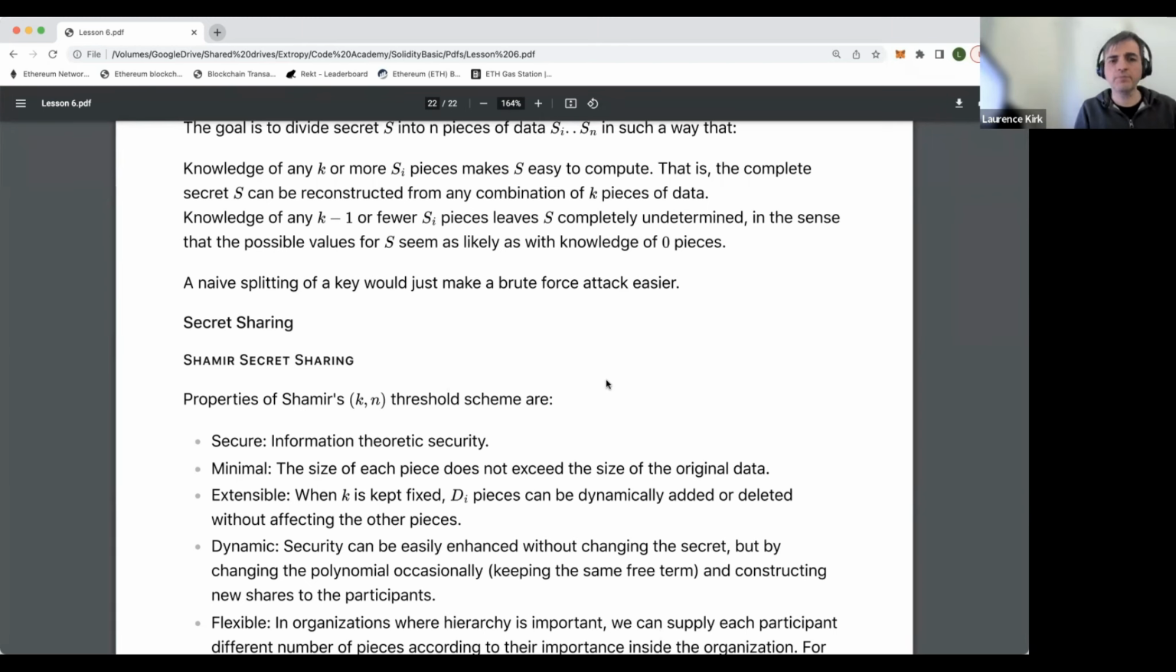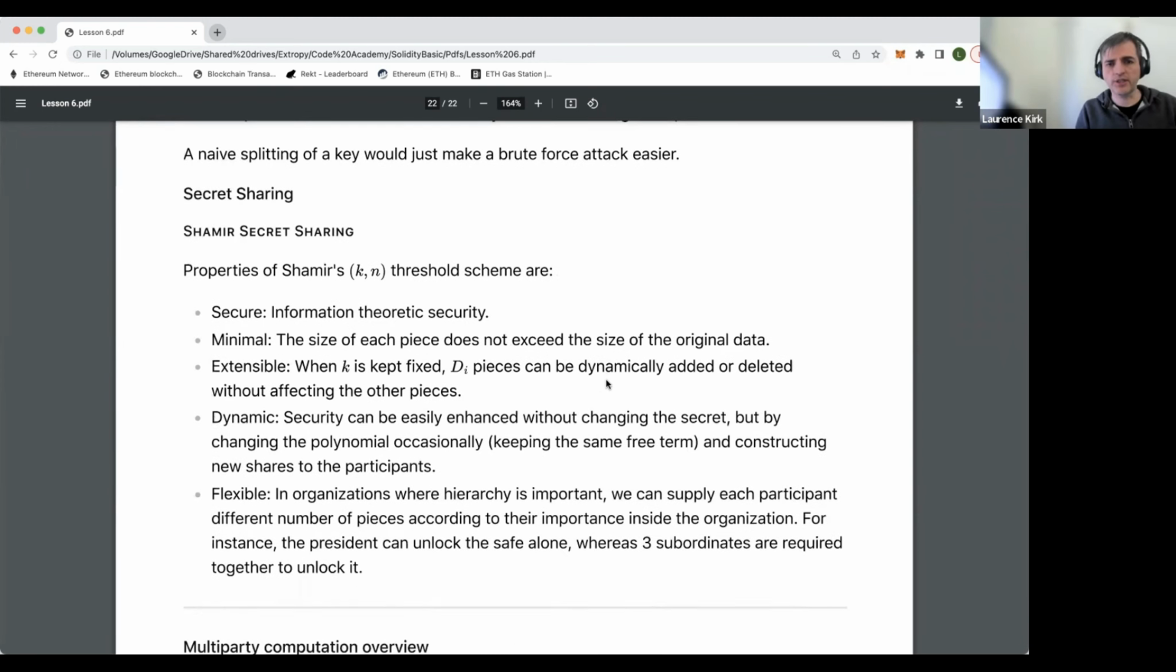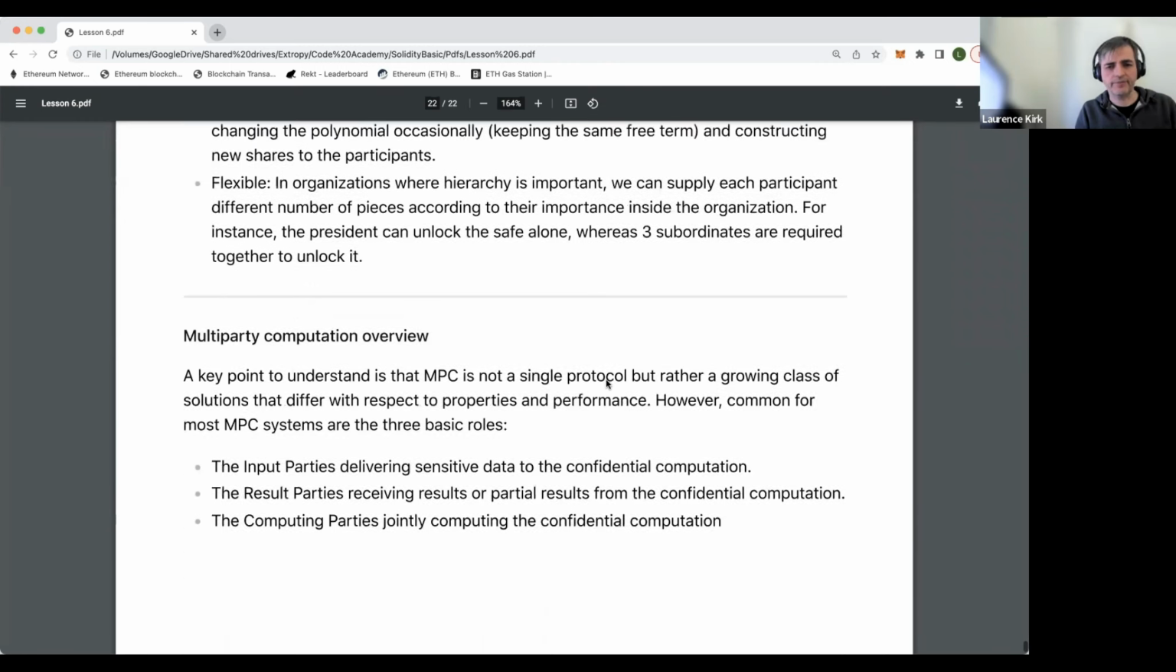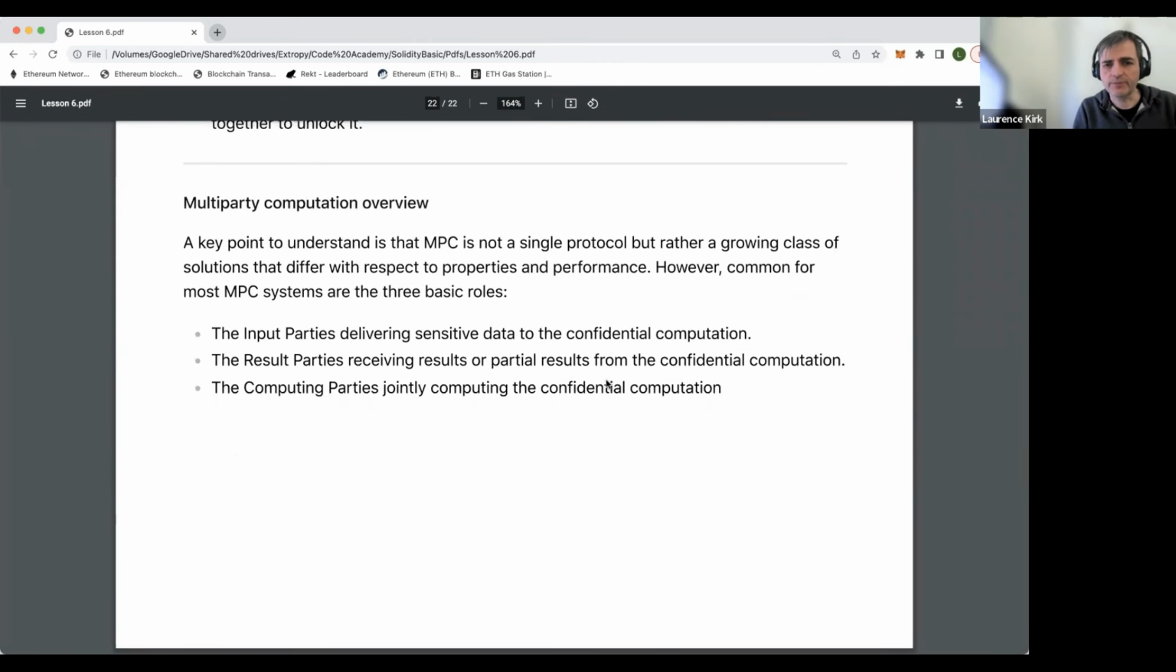But there are cryptographically secure ways that you can do this, and one of them is called Shamir secret sharing, which I don't have time to go into, but it's worth looking at if you're interested in that.